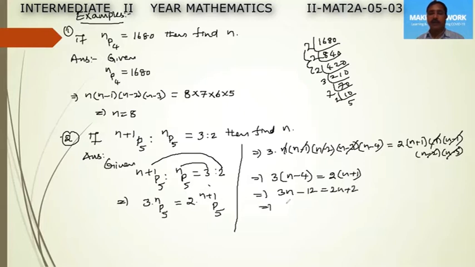Now, rearranging the terms on both sides, when 2n comes to the left hand side, it becomes 3n minus 2n. And when we take minus 12 to the right hand side, it becomes plus 12, 12 plus 2. Therefore, n is equal to 14. So the value of n in this question is 14.